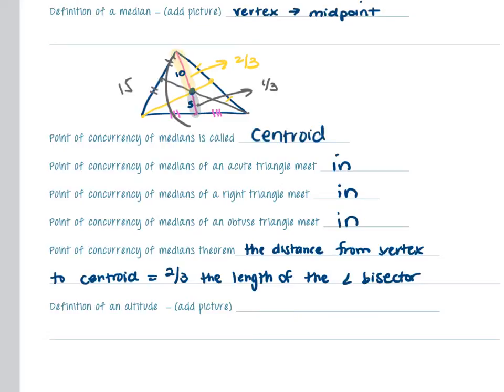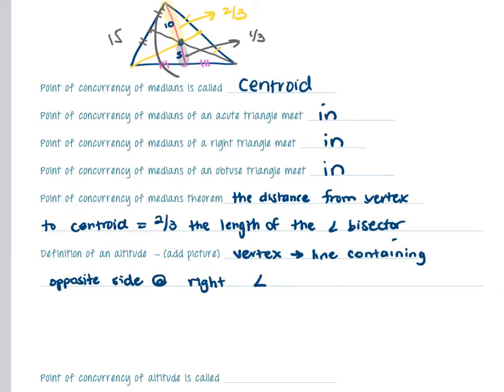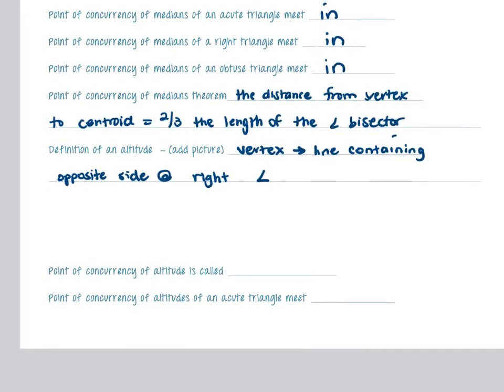Does it have to be perpendicular? Nope, this one does not have to be perpendicular. The altitude is the one that's perpendicular. So this goes from the vertex to the line containing the opposite side, because sometimes it's not the opposite side, right? At a right angle. It's got to be perpendicular to the opposite side or the line containing the opposite side. So like that is an altitude.